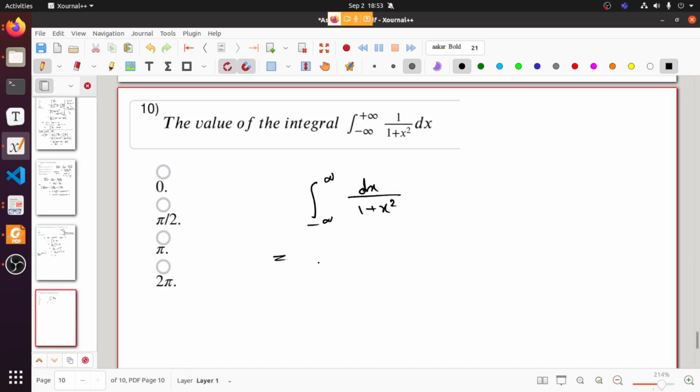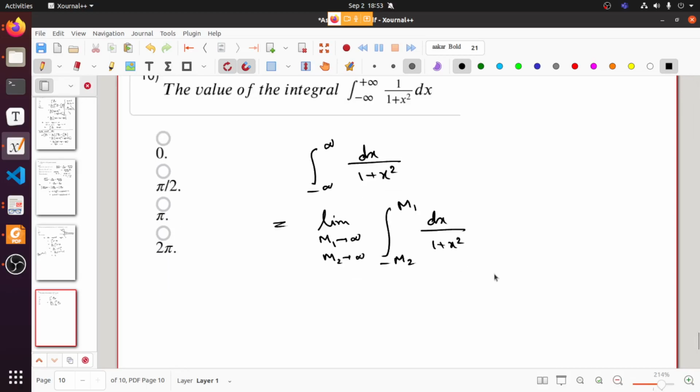So write this as limit m1 tends to infinity, m2 tends to infinity, integral from minus m2 to m1 of dx by 1 plus x square. We have taken different m1 and m2 because we want to find the integral. If you say that you have to find the principal value, you can take minus m to m, but in general, if you have to find the integral, then you have to take two different limits.